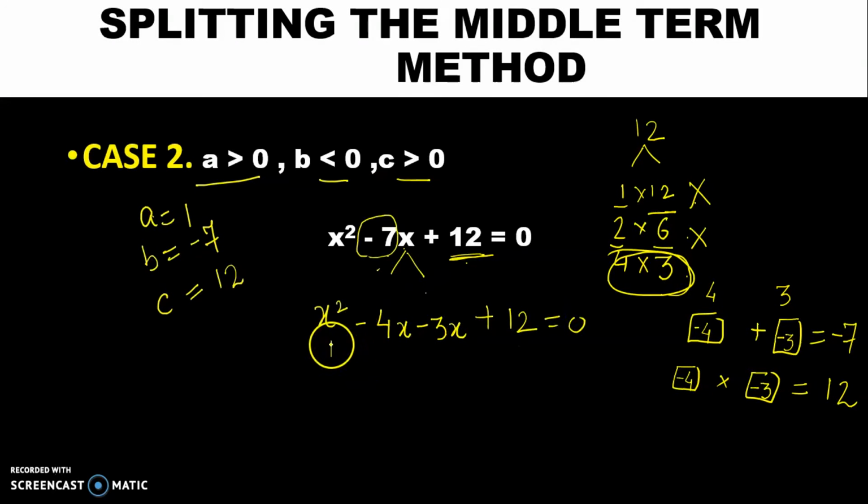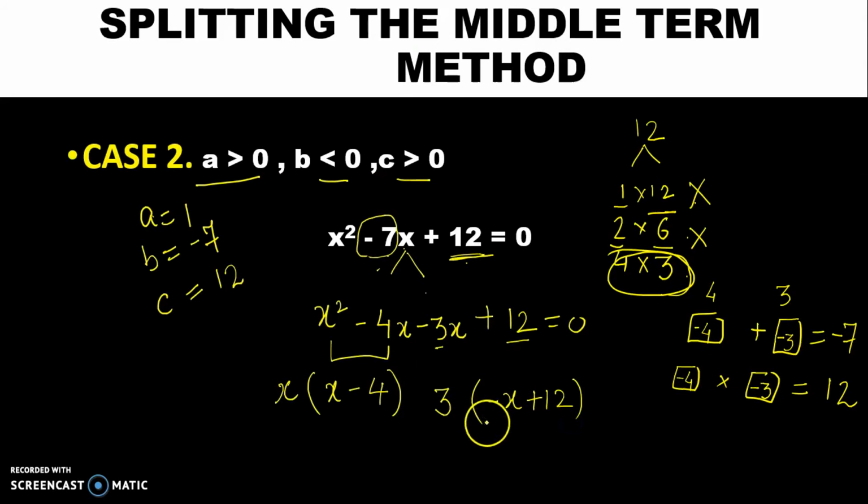Now look at first and second term. Here we can take x common. We are left with x minus 4. Now look here very seriously and attentively. Here which number can be taken as common? Here 3 can be taken as common. If we take 3 common, we are left with minus x plus 12.